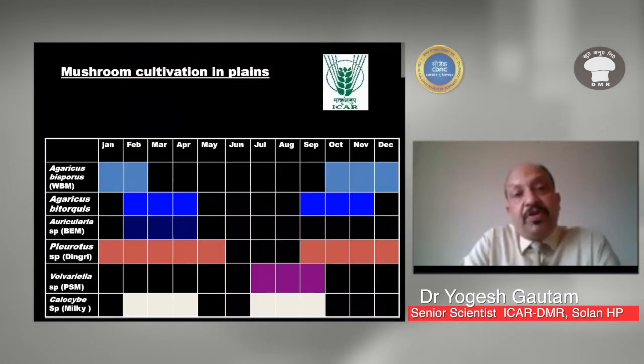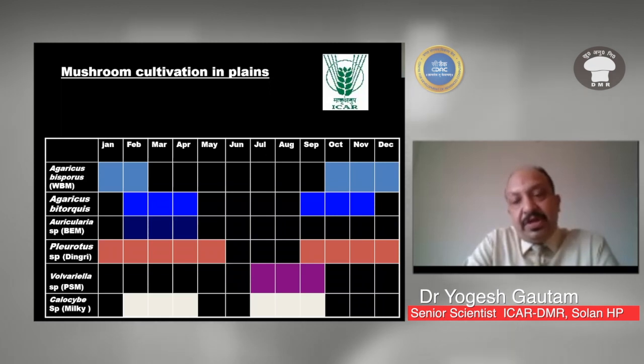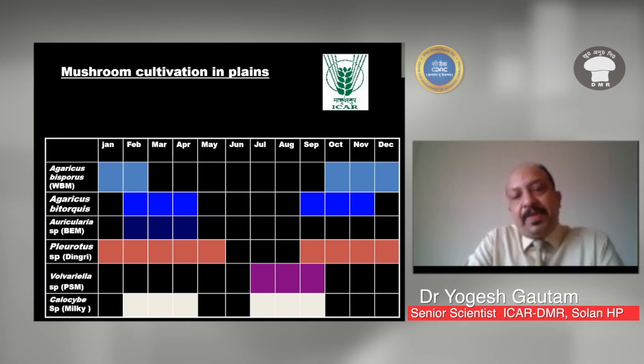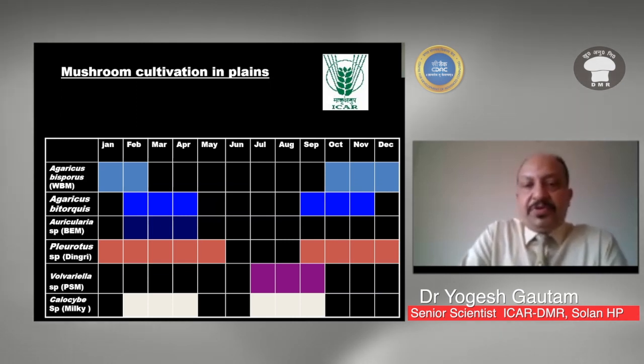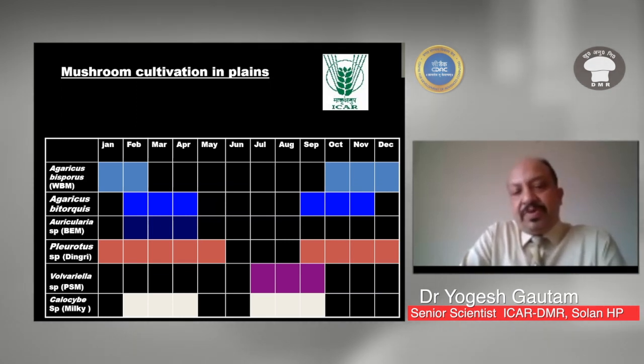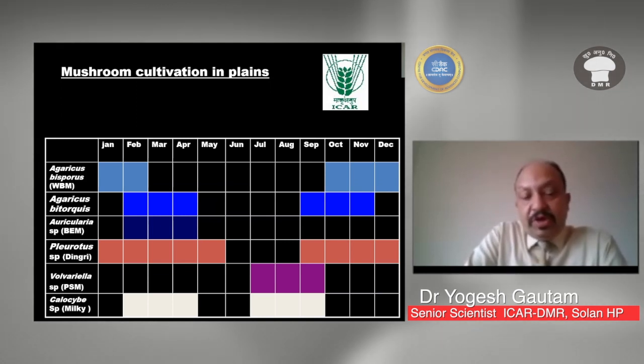So we can see there is a whole range of temperatures at which different mushrooms can be grown in different parts of the year. We will take an example of mushroom cultivation in the plains. In plain areas, during the winter season, from October to February, button mushroom can be grown. And with some higher temperatures, from September to March, Agaricus bitorquis can be grown. Auricularia can be grown from February to April. And Pleurotus, the oyster mushroom, leaving aside June, July, August, can be grown the rest of the year.